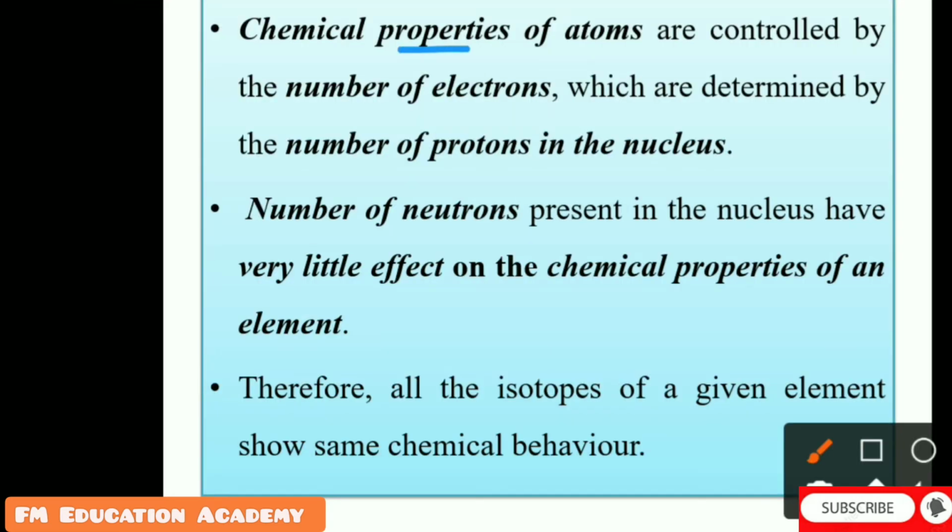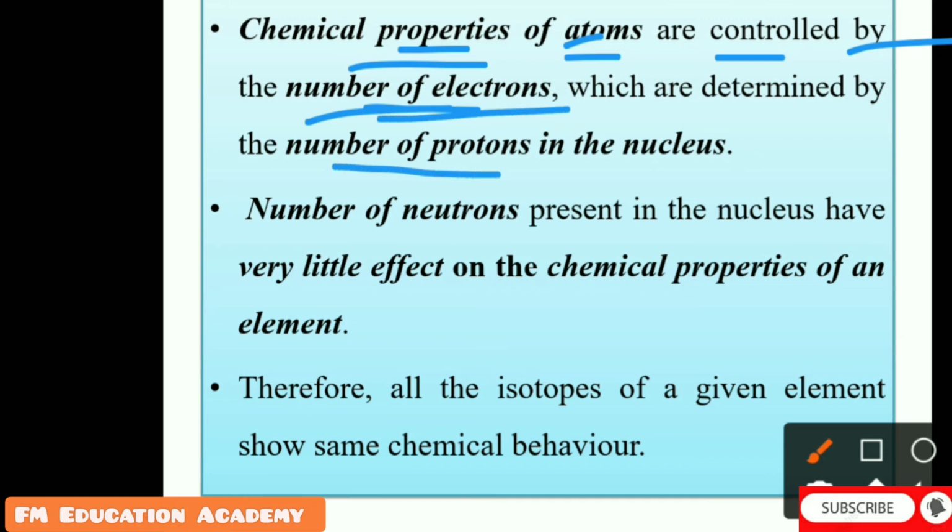So what about the chemical properties of atoms? How are they controlled? The chemical properties of atoms are controlled by the number of electrons. And how is the number of electrons determined? We know the number of electrons is equal to the number of protons. So these are determined by the number of protons. That is, the number of electrons is determined by the number of protons.